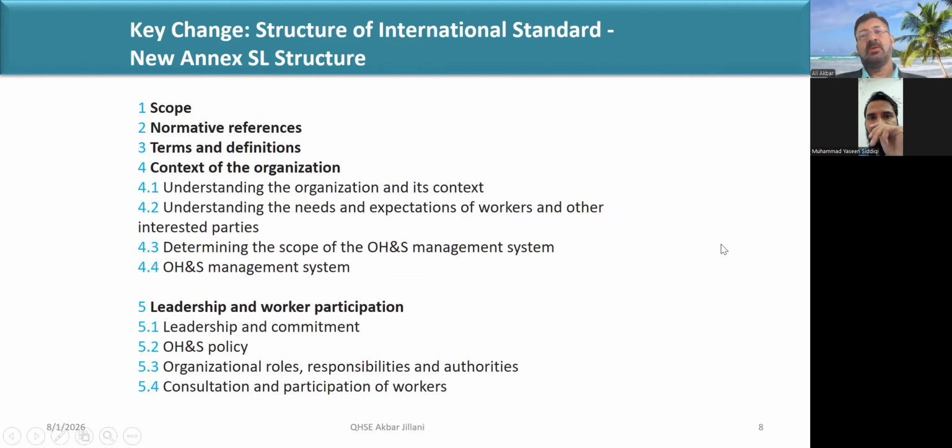In your organization, Siddharth Sahab, do you have the IMS or a separate manual? No, we have a separate manual. Separate manual for quality, separate manual for health and safety.